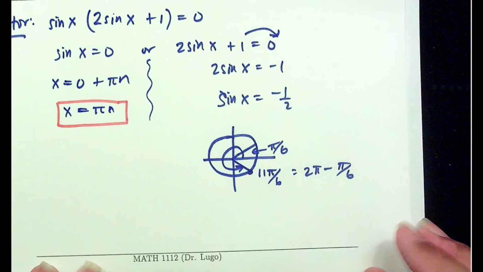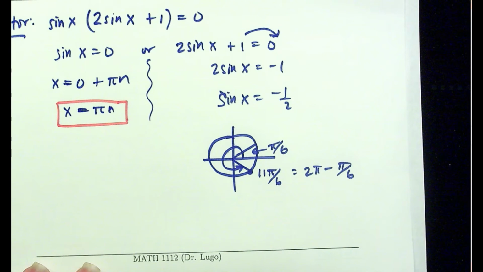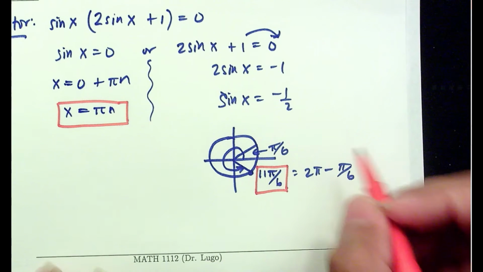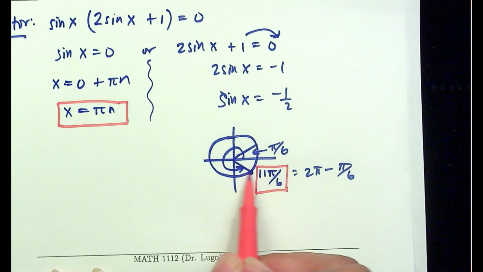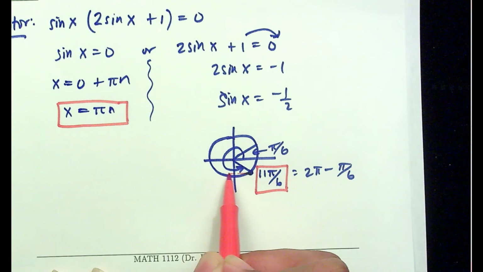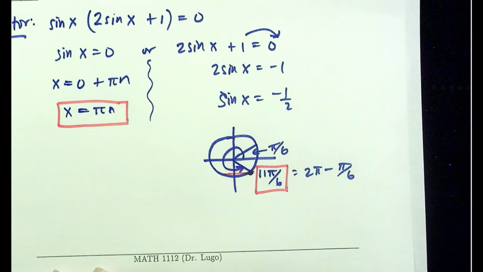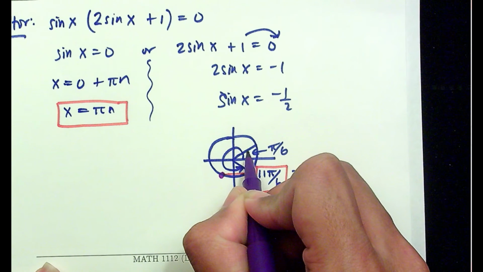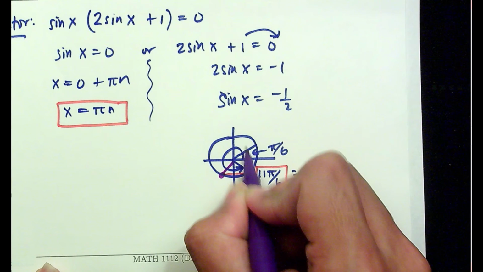So that's one. The other one in the unit circle that has the same y coordinate would be right here, this point. And what is this angle? What is that angle?